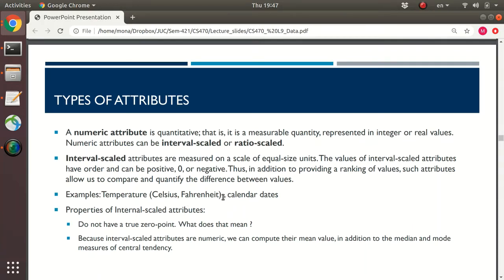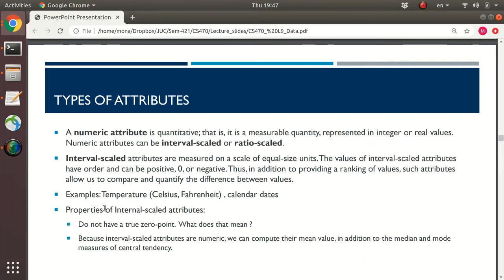So you can have a ranking of temperature values. You can also rank calendar dates from the old calendar dates to new calendar dates. And in terms of temperature, you can order them from smallest to largest, or vice versa, and so on.